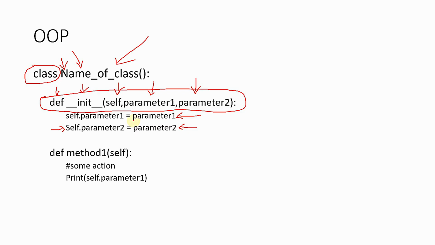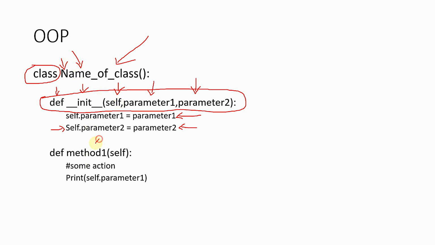We are doing this just to assign the argument that is passed to the class to the attribute of the object. Whenever you create an instance of this class, these two arguments are expected, that is parameter 1 and parameter 2. And the self keyword will let Python know this is not just a function, but a method of this particular class.